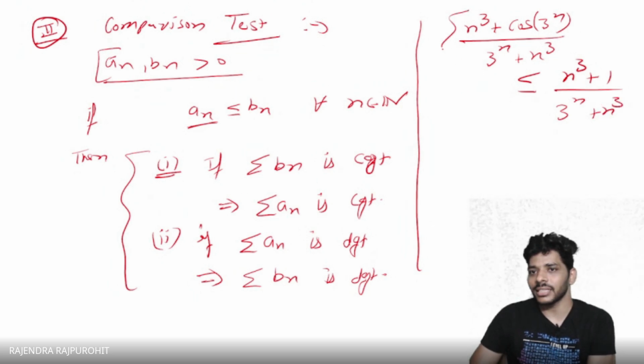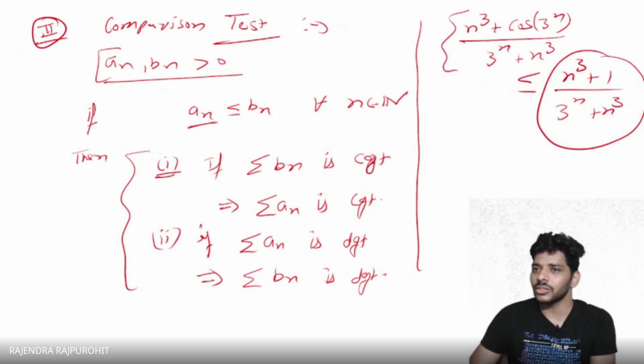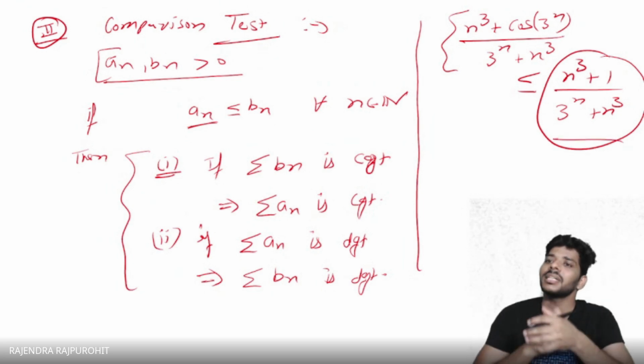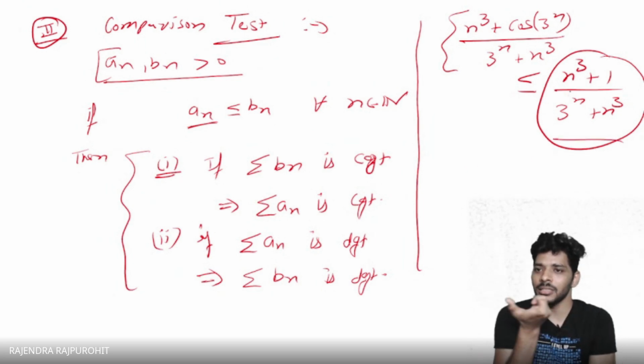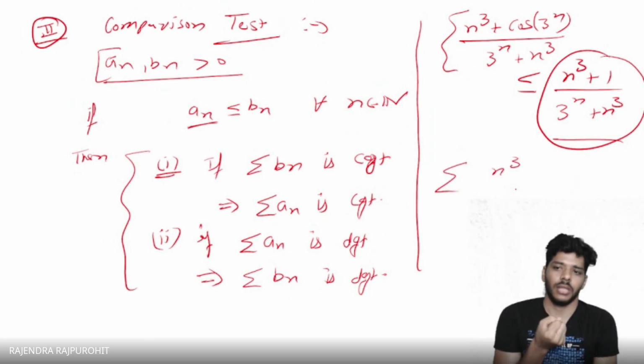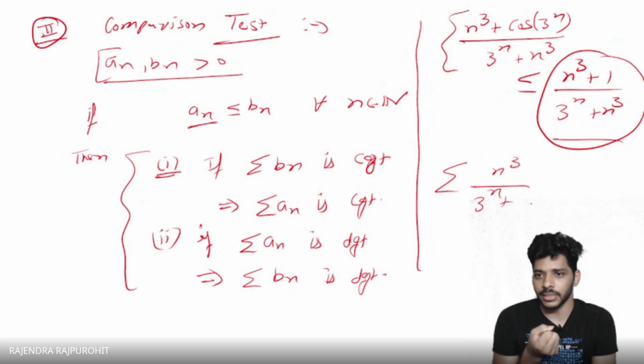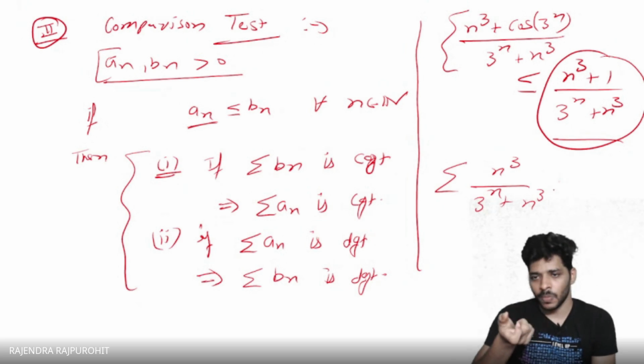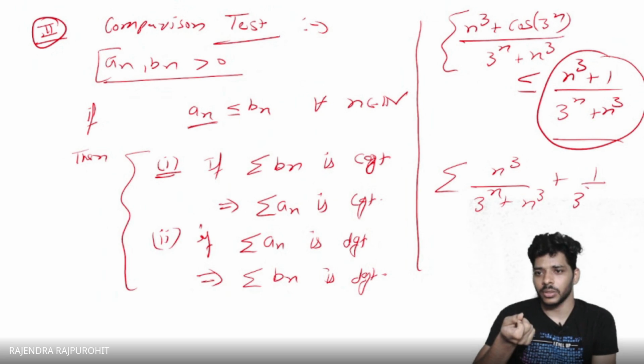Now, rather than checking convergence of this, I can just simply check convergence of this. If this part is convergent, I can claim the other one is okay. And this part you can easily tell it is summation n cube upon 3 to the power n plus n cube, because it's an absolute convergent series. You can just do this, and (n cube plus 1) upon (3 to the power n plus n cube). Okay, so these separately are convergent.